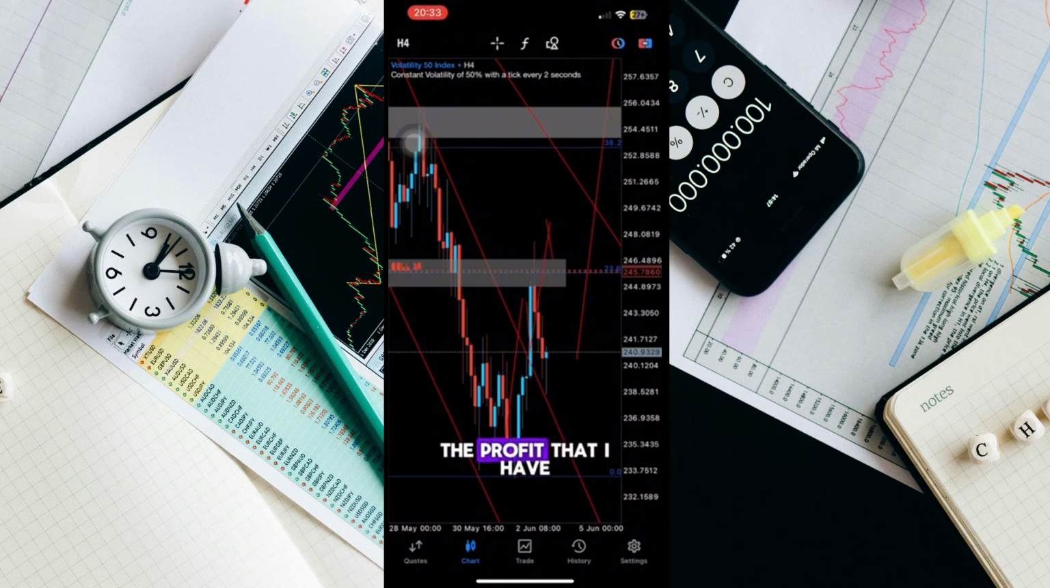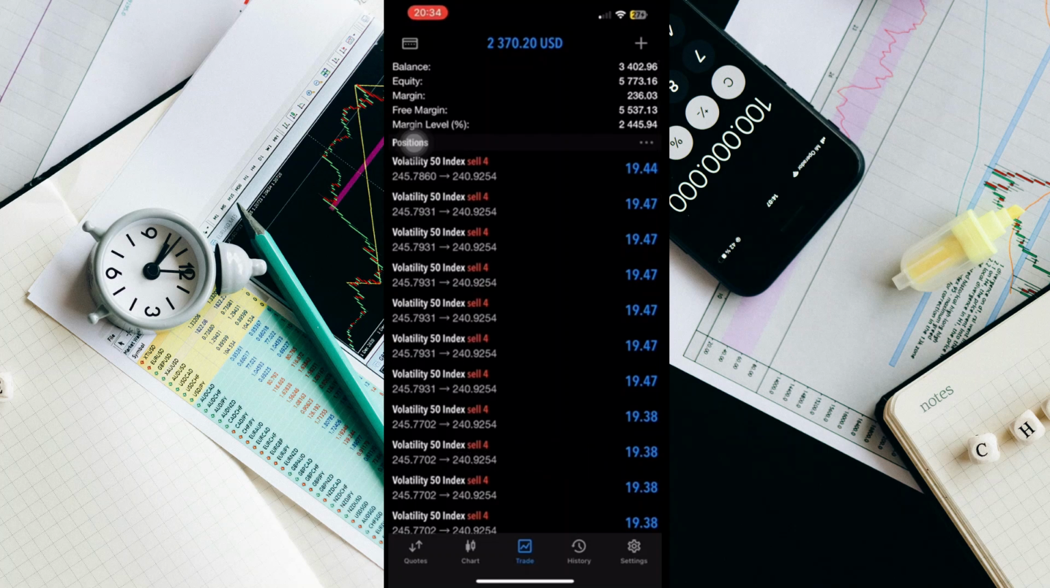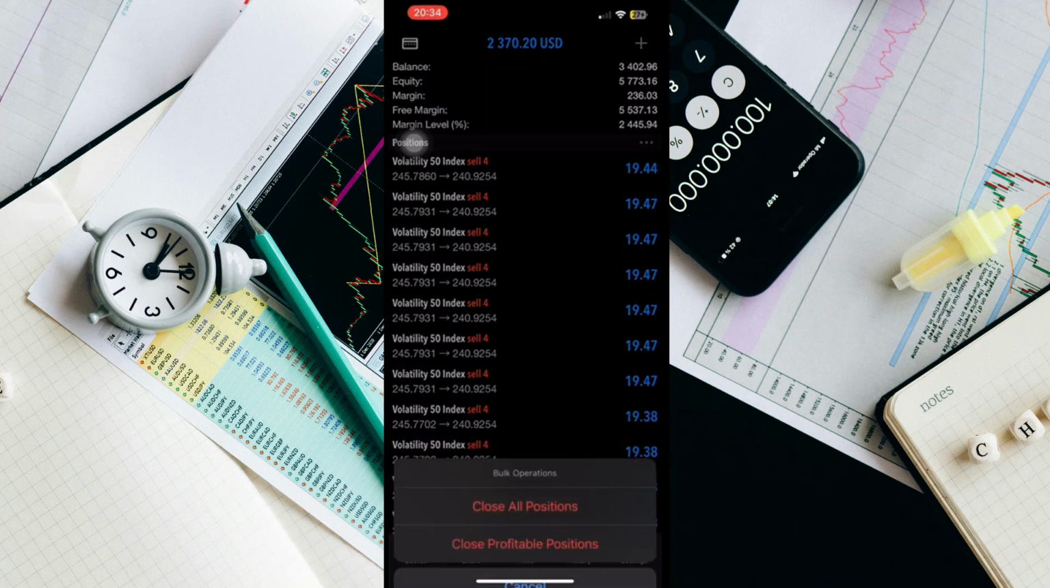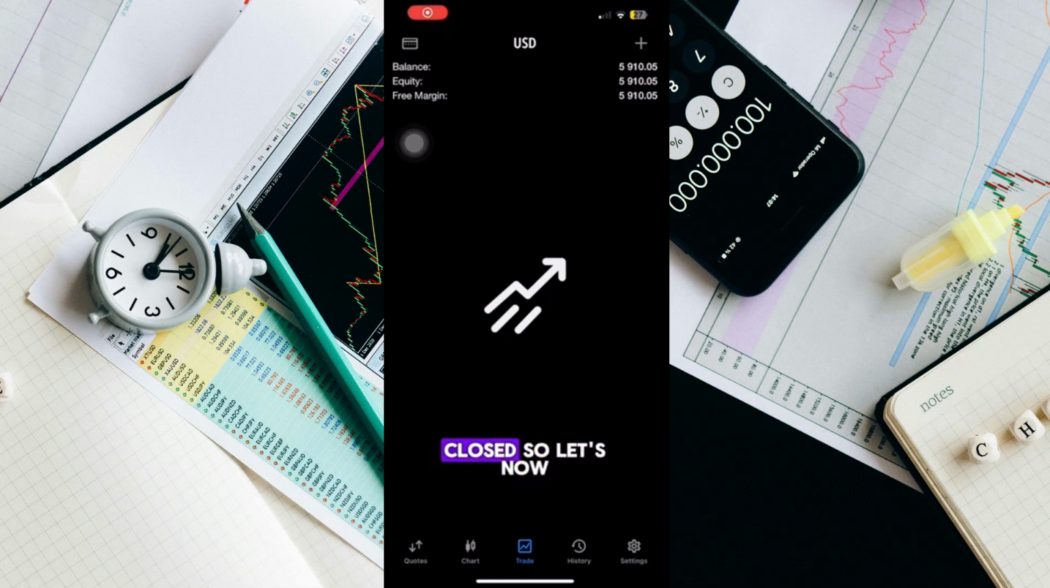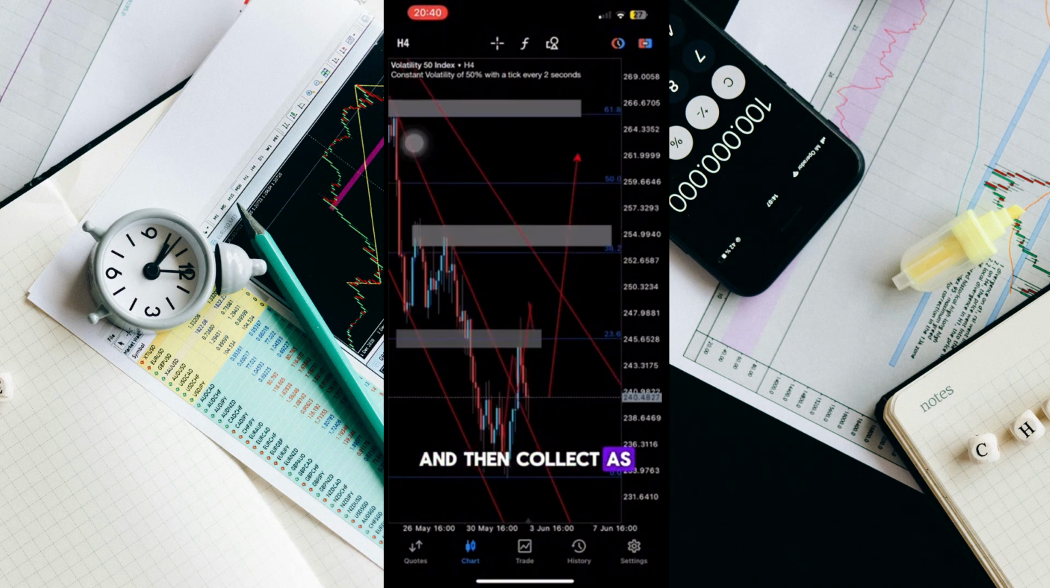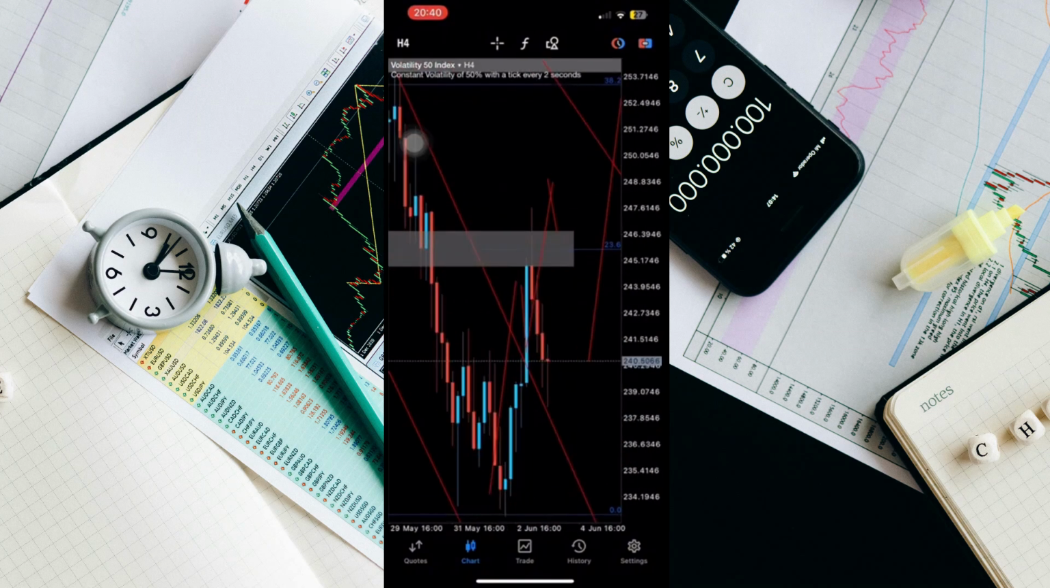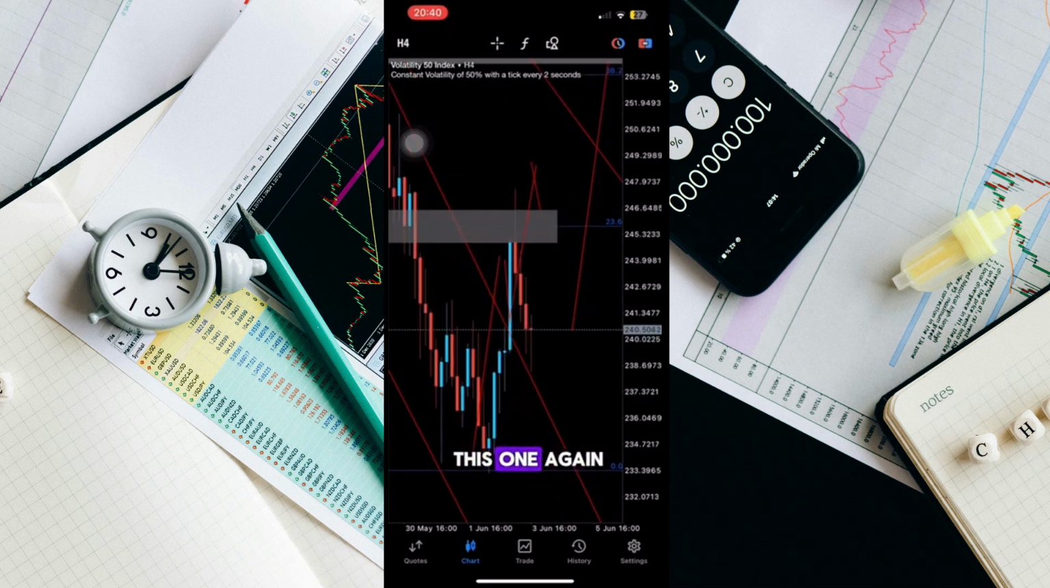And then after taking the profit that I have, I would then have to enter the actual trade, that is the buy. So let me close and then enter the buys. Let me close. What is it doing now? Come on. This must be a problem of network. And now we've closed. So let's now enter the buys and then collect as much profit as we can get. So I'm going to enter buys on this one again.